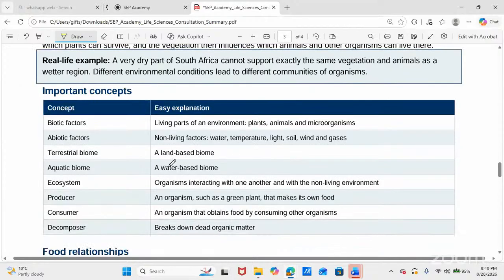So they're saying that different environmental conditions lead to different communities of organisms. Like I said, it's close to being impossible to find a rattlesnake. I don't know if you guys know a rattlesnake. That's commonly found in a desert. It's close to being impossible to find it here, where there is no desert.